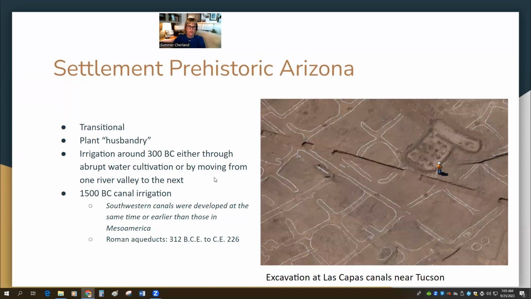Okay, I hope that wasn't confusing, but if it is, let me know. So one thing to mention is that the Roman aqueducts, the ones that are most famous in the world, occurred even later, right? 312 BCE to about 226 CE. So there's some overlap, but it's important to know that the canal systems that existed in prehistoric or pre-Columbian Arizona were not influenced by what was happening in Rome, right? It wasn't as though the Europeans arrived and taught Native people all these innovations. These things existed before European arrival.